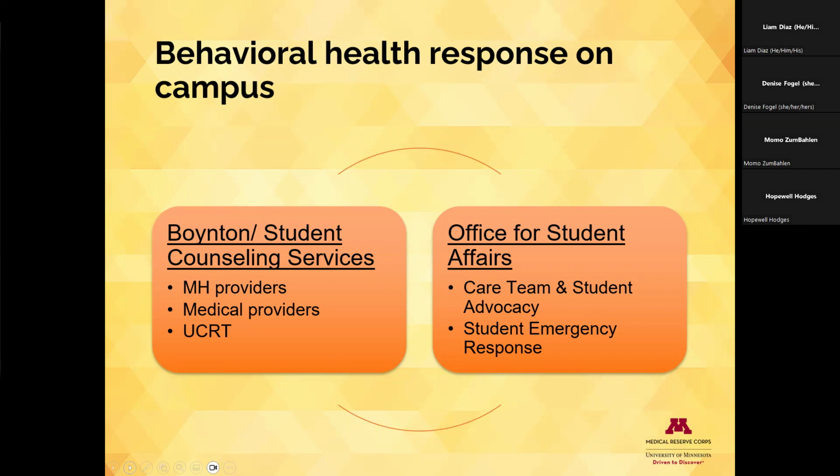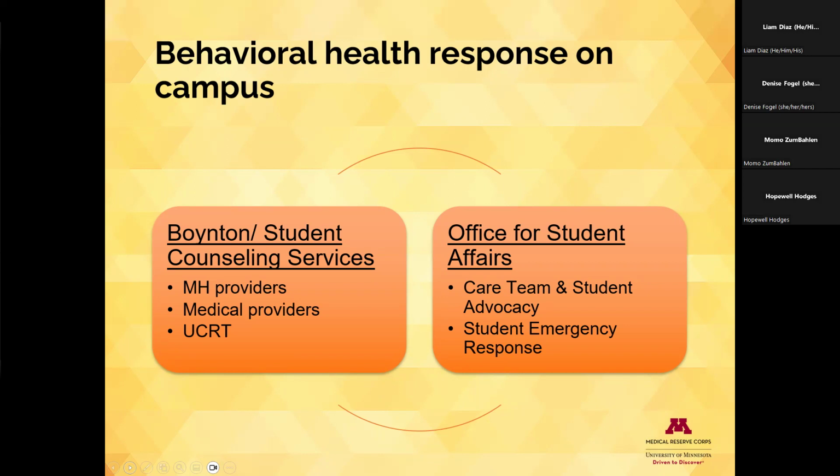So Boynton and Student Counseling Services, we look at individual cases, right? Obviously, we care for students in the individual therapy setting, group therapy, kind of one-on-one type of situations, and more immediate personal urgent crisis situations. UCRT, which is the University Crisis Response Team, is also individual, though slightly larger. They are specific to providing grief support in the event of a death that might impact a group of students.